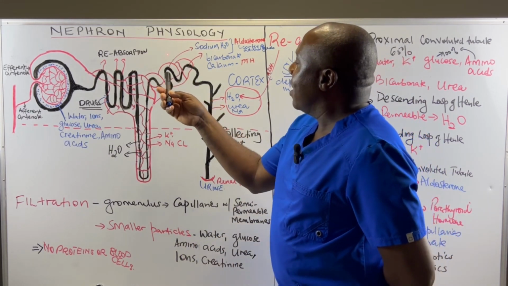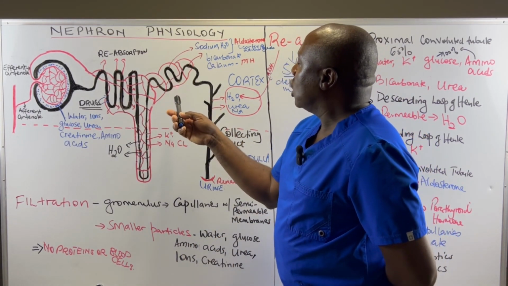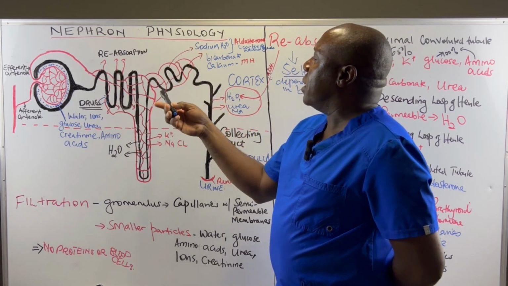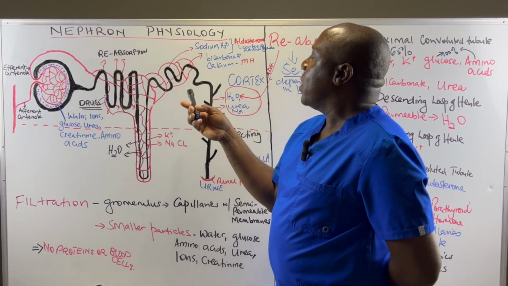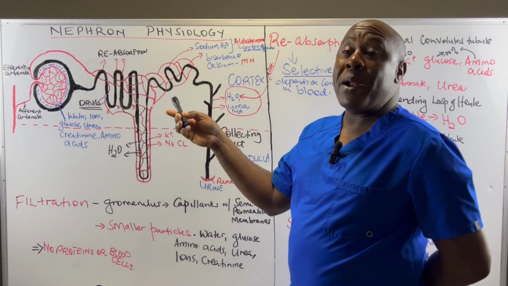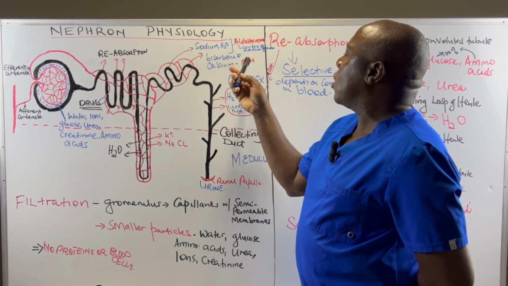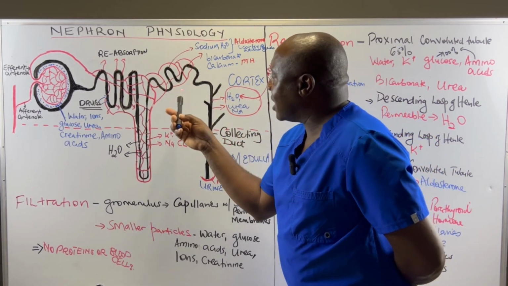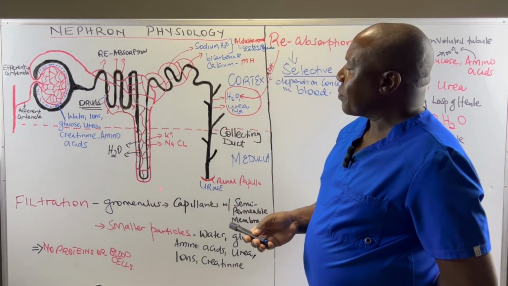So that occurs in the distal convoluted tubule. We also have calcium. Calcium is also absorbed in the distal convoluted tubule, and this calcium is absorbed under the influence of the parathyroid hormone. The parathyroid hormone helps to reabsorb calcium in that particular area.